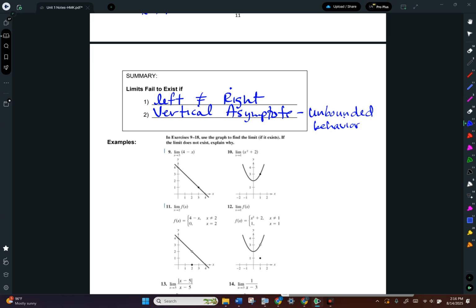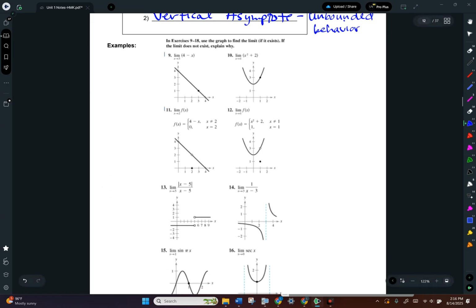So when I look at these examples, and you can tell these came out of a textbook, I think it's worth us trying them together. So look at the first one, they're calling number 9. You can either look at the equation or you can look at the graph. So the limit as x approaches 3. At x equals 3, there is actually a point there. What's the y value? The y value is 1.